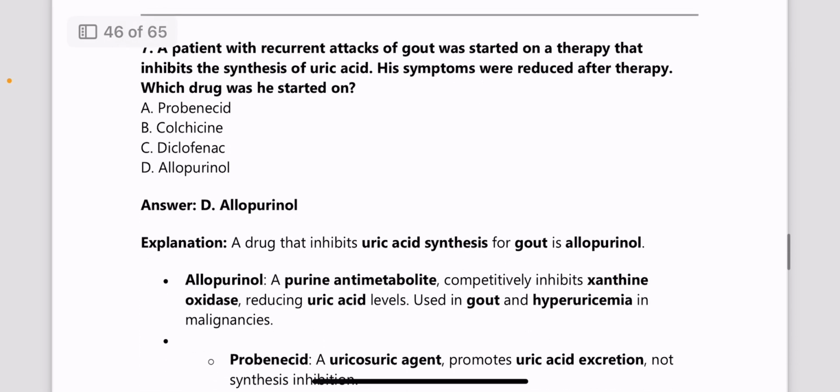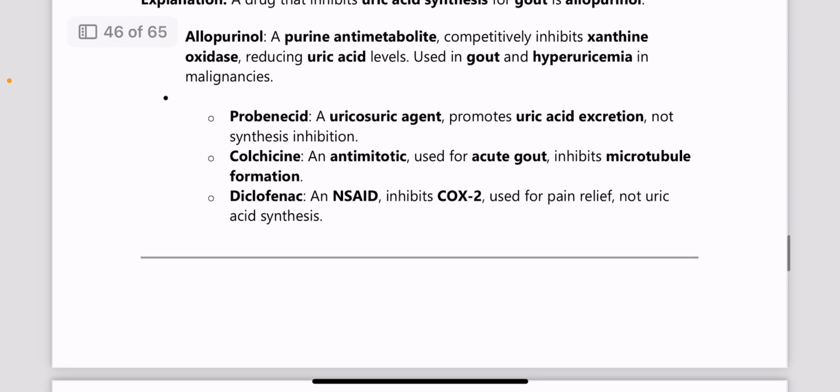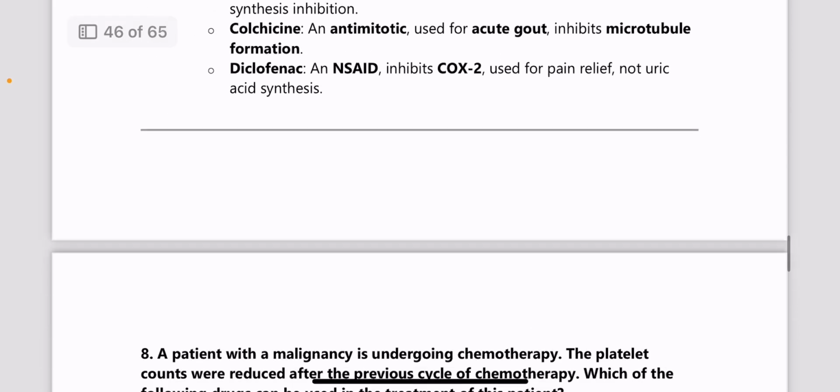Next question. A patient with recurrent attacks of gout was started on therapy that inhibits the synthesis of uric acid. Symptoms were reduced after therapy. Which drug was he started on? Answer is allopurinol. A drug that inhibits uric acid synthesis for gout is allopurinol. It is a purine antimetabolite. Competitively inhibits the xanthine oxidase and reduces the uric acid levels. It is used in gout and hyperuricemia in malignancies.